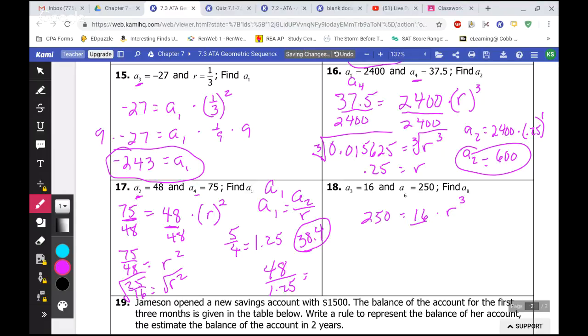Basically, I'm kind of setting number 18 up just like I did 17. So I'm going to divide both sides by 16.